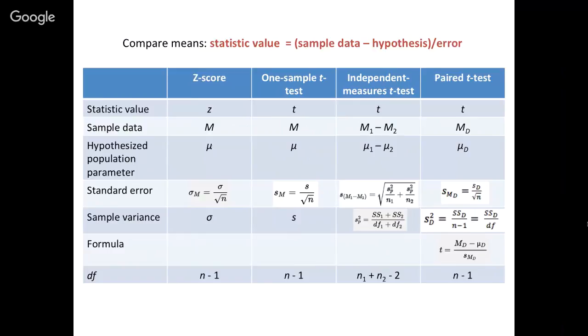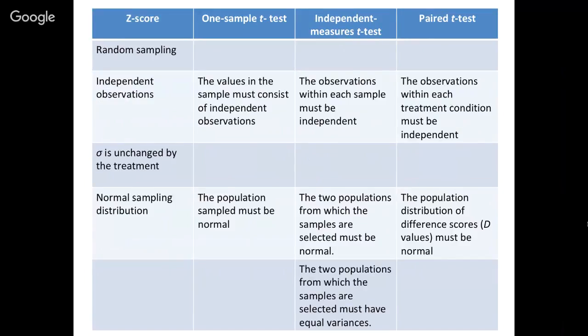So these slides are assumptions for each test, right? For the z-score, we have 4 assumptions. The first is random sampling, meaning we randomly sampled individuals from the population. The second is independent observations, meaning the observations are independent of one another. And the third assumption is that sigma is unchanged by the treatment.